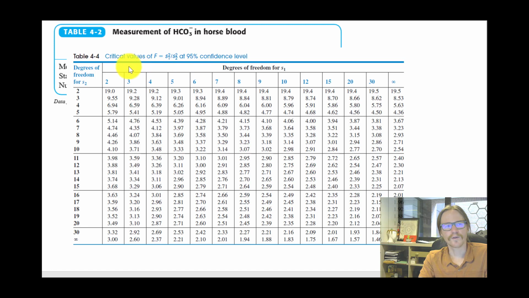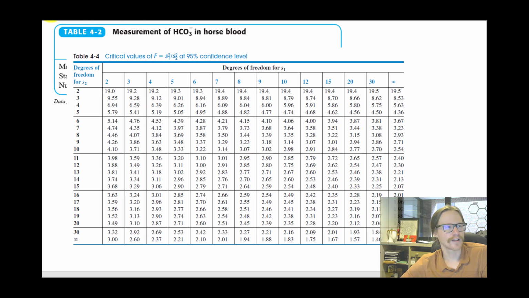What you can see is sort of a matrix or a grid where you have on the top the degrees of freedom for the first standard deviation, and on the left the degrees of freedom of the second standard deviation. Degrees of freedom in statistics means whatever the number of samples that you had in that sample.